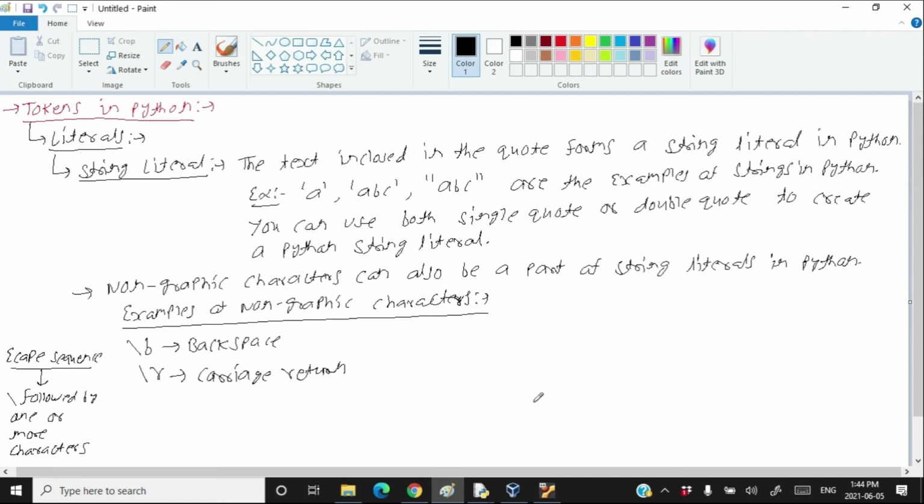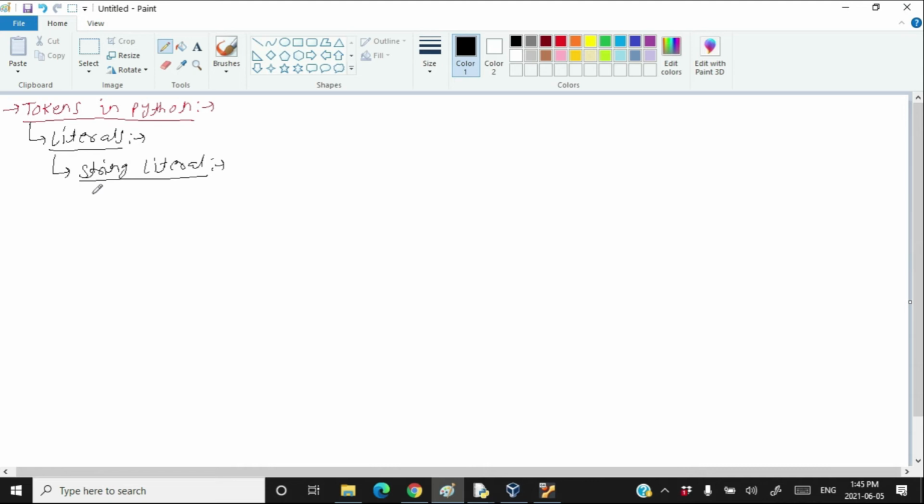There are multiple non-graphic characters that can be represented by escape sequences. I'm not going to discuss all those characters in this video. You can find them in your book or on the internet. If you feel that there is still a doubt in escape sequences, then you can ask me in the comment section. Now there are two types of strings in Python. Let's see them.